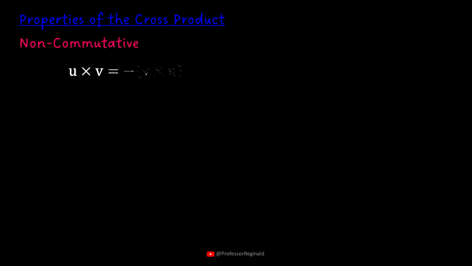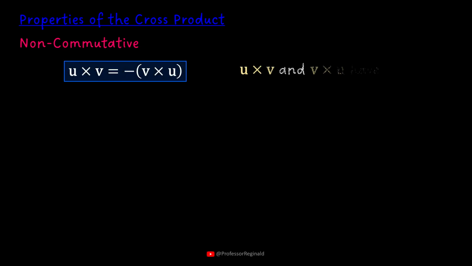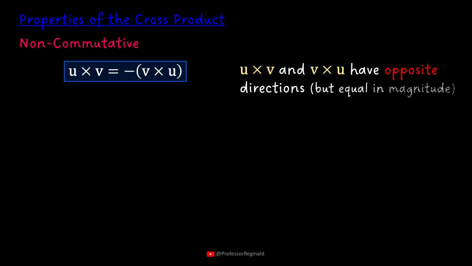Properties of the cross product. Let u, v, and w be vectors and k be a scalar. Non-commutative. The cross product of u and v is equal to the negative of the cross product of v and u. This means that these cross products point in opposite directions.